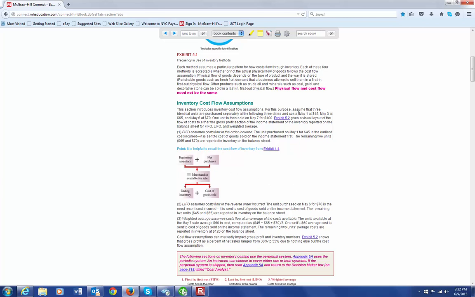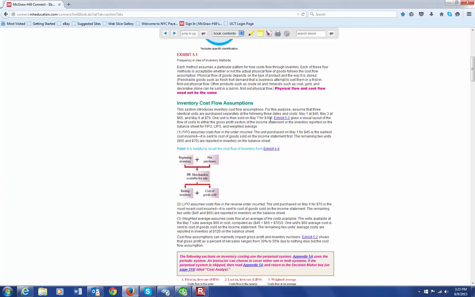Okay, let's take this example. Assume that 3 identical units are purchased separately at the following 3 dates and costs. So it's the same item, but on May 1st you paid $45 for that item. On May 3rd you bought another one just like it, but this time it cost you $65. And on May 6th you bought another one, and this time it cost you even more. It was $70.